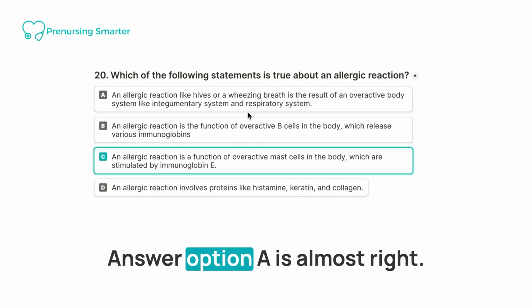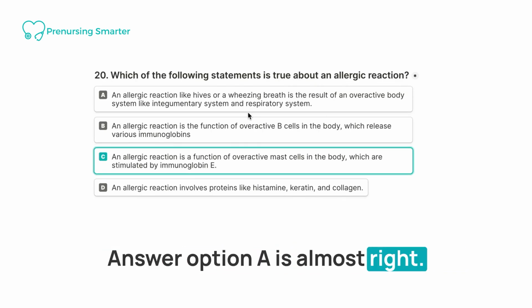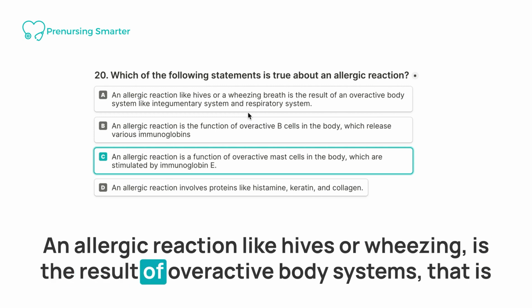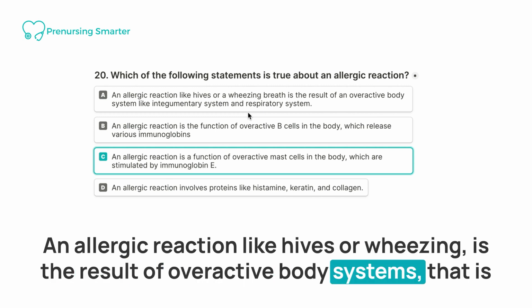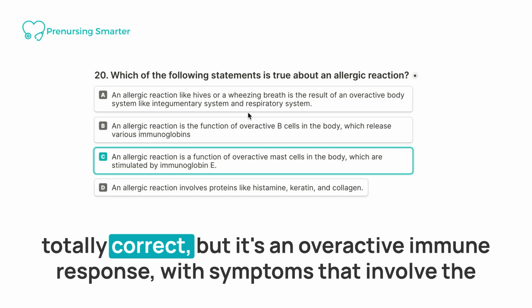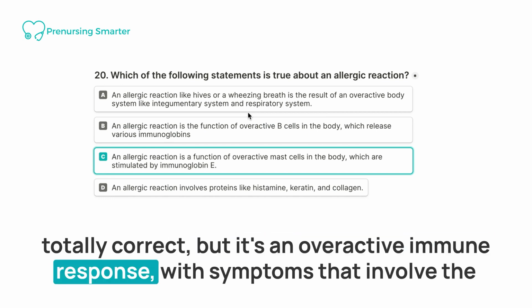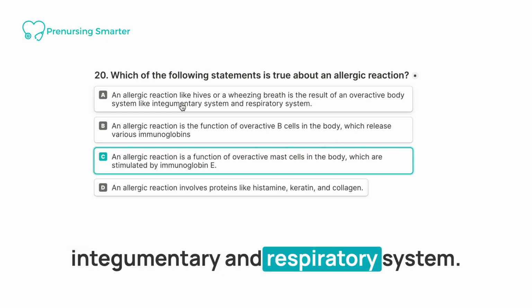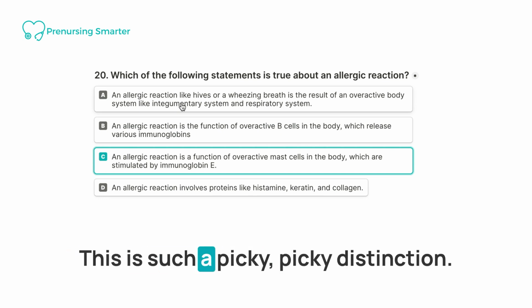Let's talk about why this is the answer, because A and D are the most commonly incorrect answers that I see. Answer option A is almost right. An allergic reaction like hives or wheezing is the result of overactive body systems. That is totally correct, but it's an overactive immune response with symptoms that are involving the integumentary and respiratory system. This is such a picky distinction.